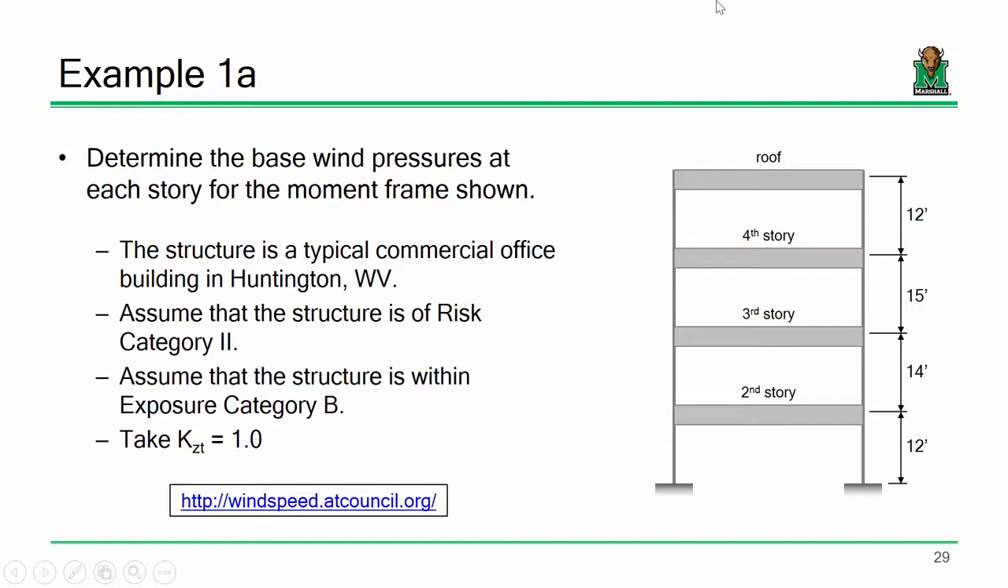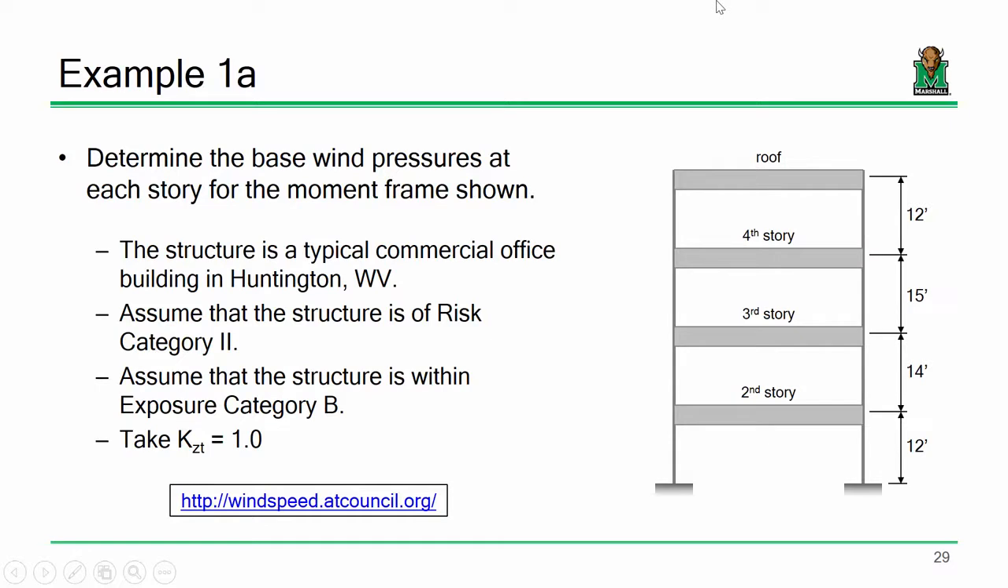Now, we want to determine the base wind pressures at each of these stories for this moment frame shown. So we're going to assume that it's a typical commercial office building in Huntington, West Virginia. So first off, because it's a typical office building and it's not a school or a hospital or anything like that, we can assume that the risk category of the structure is risk category 2. Plus, because we're designing this structure, we'll say it's sort of in the city limits. It's certainly not a rural area, so we'll just go ahead and say exposure category B.